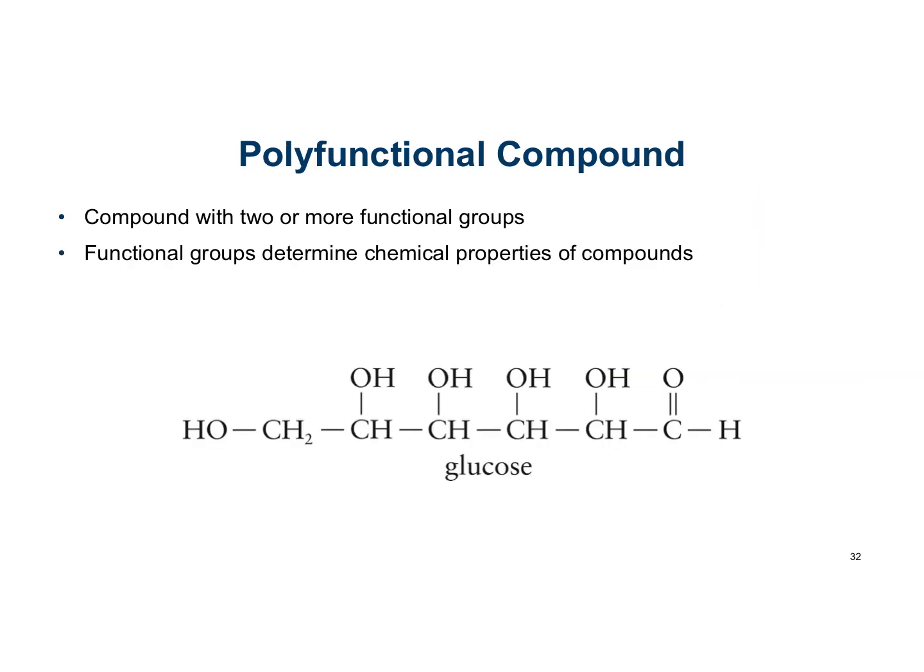The end of this chapter talks a little bit about polyfunctional compounds. These are just compounds with two or more functional groups. An example of this is glucose, which is a carbohydrate. There's an aldehyde functional group here and an alcohol functional group here. And functional groups, of course, help us determine the chemical properties of compounds.